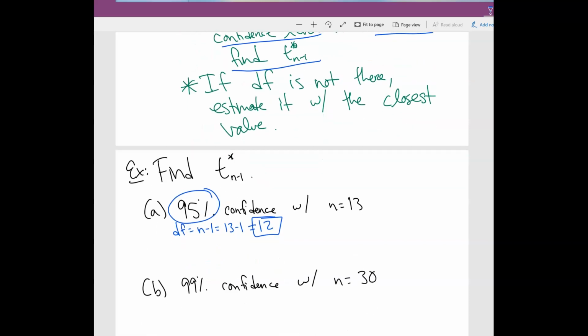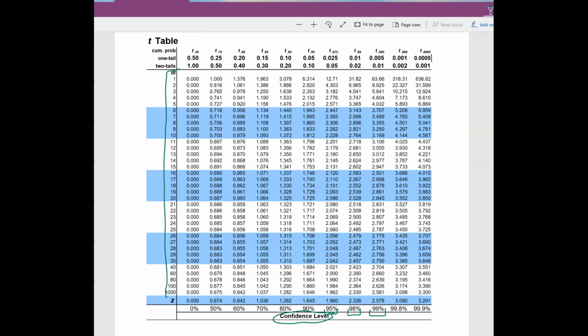So we're going to go to my T-table. Here is 95% confidence. 95% is all of this.